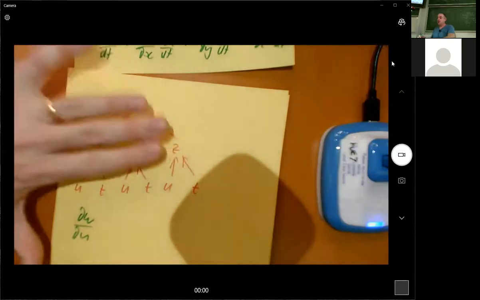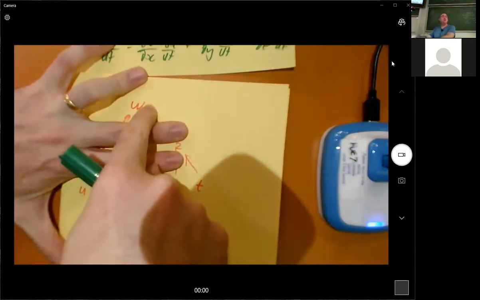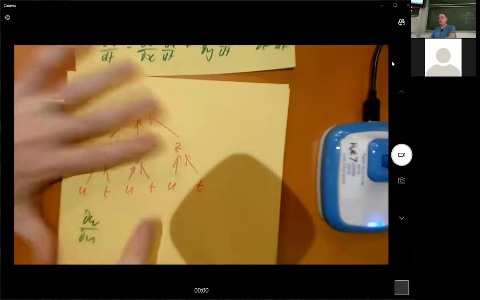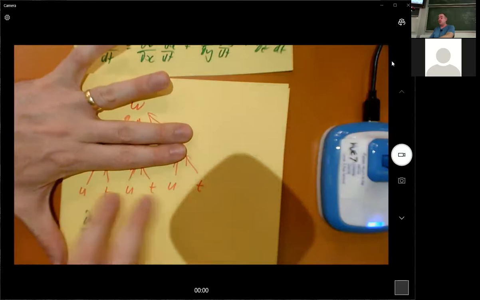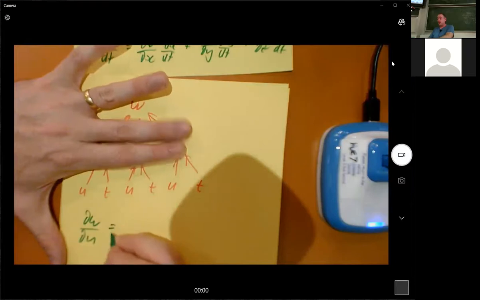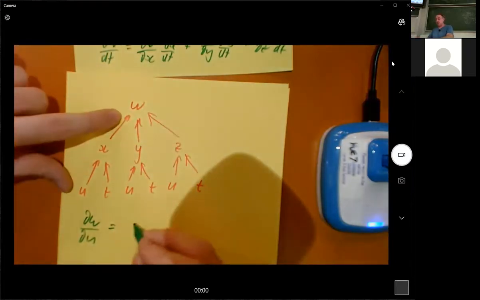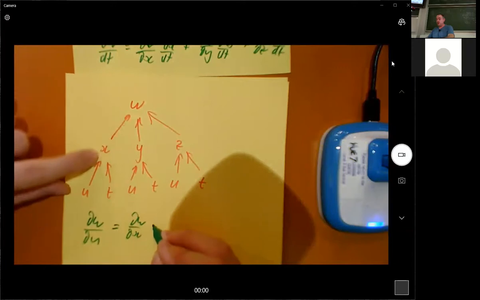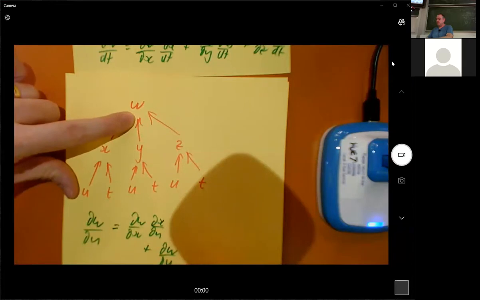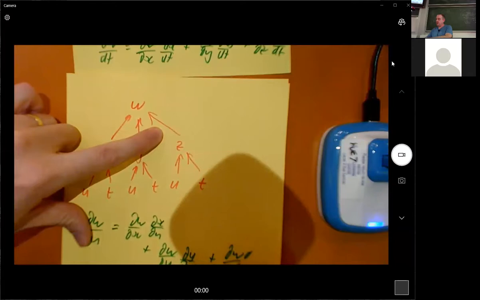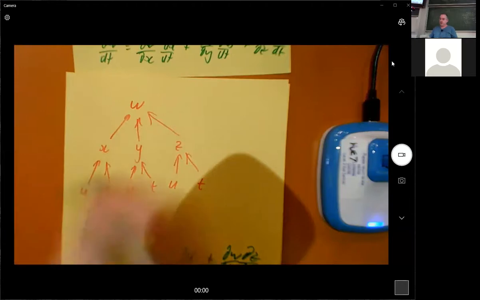So right down the bottom, U and T cause W to change, ultimately, but they do it via X, Y, and Z. So if I want to do dW on du, there's two choices for a variable down the bottom, so there's going to be a curly. And then I can follow every branch that gets down to u. So it'll be dW on dx, dx on du, plus dW on dy, dy on du, plus dW on dz, dz on du. And so that's these three branches.